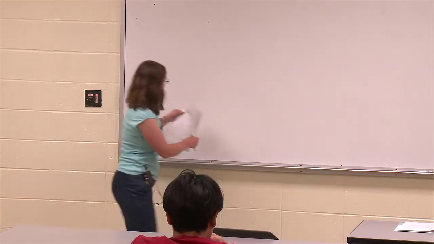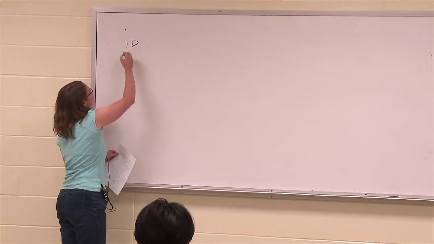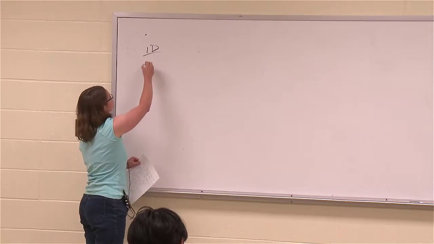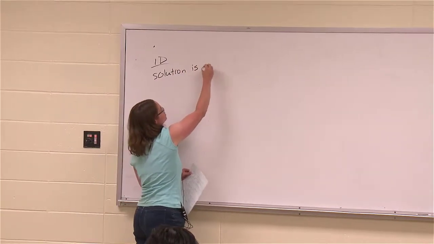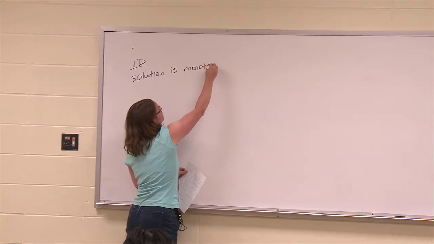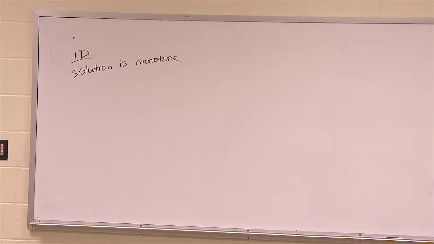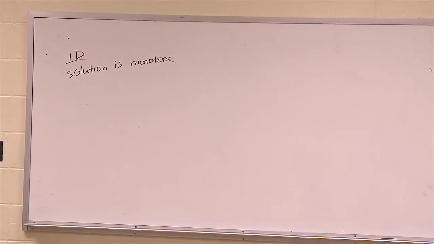Okay, so this is where we were. We were doing this in one dimension. We know the solution has to be monotone. Okay, so the solution for the map is monotone. And now the question is, can we try to say a little bit more about the solution and actually characterize it? Can we construct it?